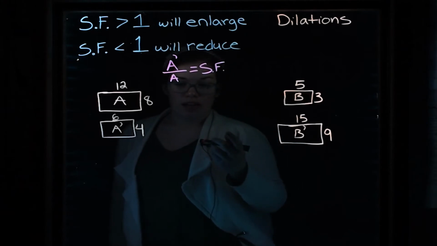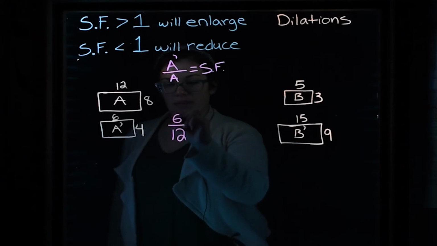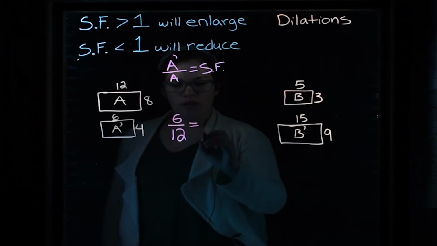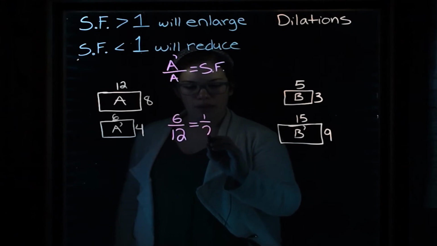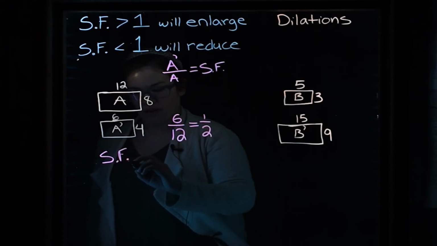So I'm going to do the length. I put my 6 first and then my 12. Because that's my A prime, that's my A. Now, 6 goes into 6 1 time, 6 goes into 12 2 times, so my scale factor is a half.